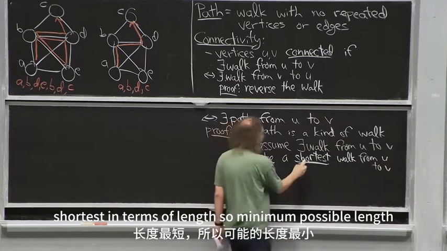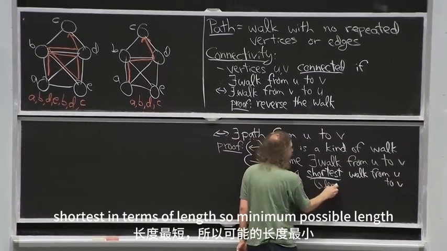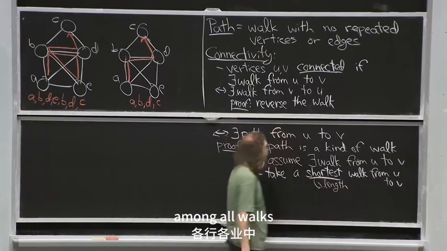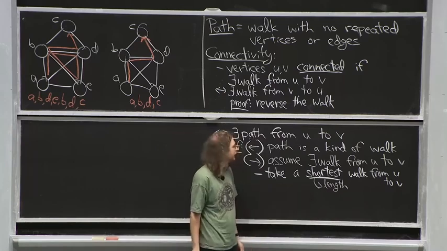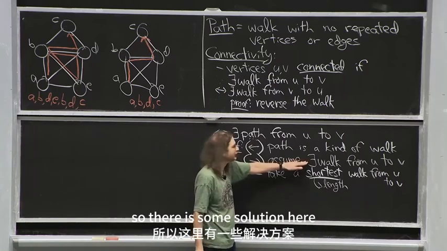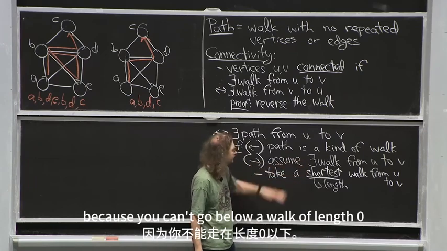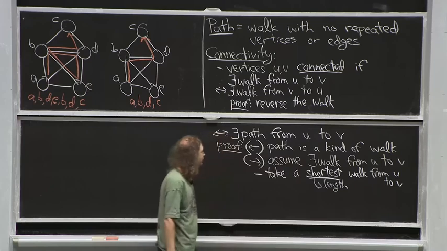Shortest in terms of length, so minimum possible length. Among all walks, I want one of them that minimizes the length of the walk. Okay, we know there exists some walk, so there is some solution here because you can't go below a walk of length 0. There's some shortest.